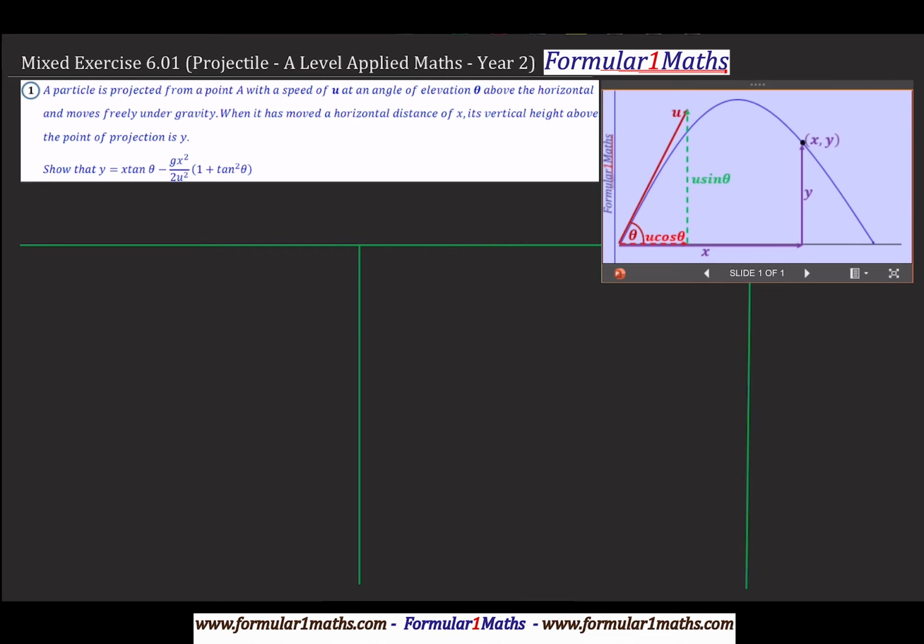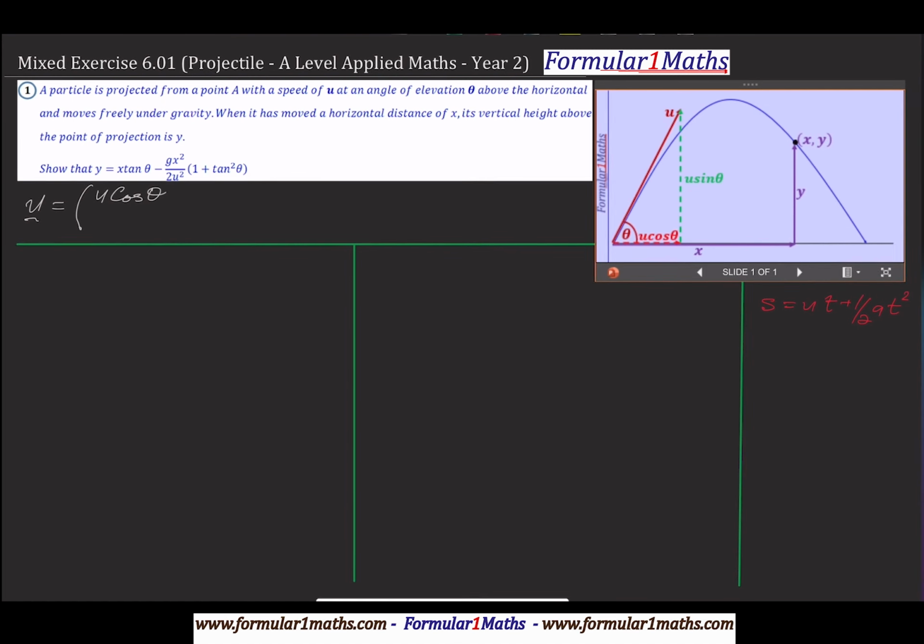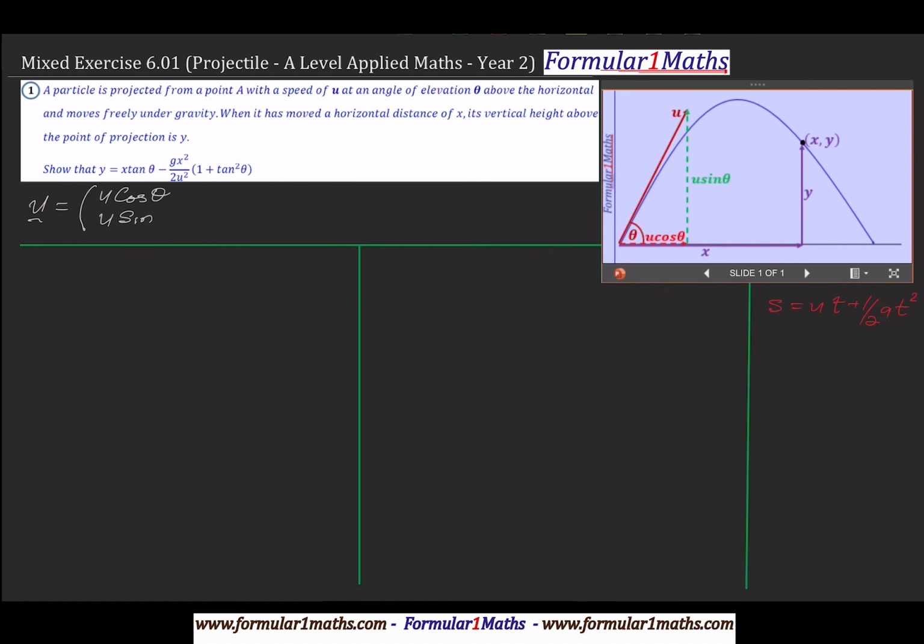I'm going to use vectors to answer this question. If you prefer breaking it down into horizontal components and vertical components, that's fine. I'm going to use the suvat equation, s is equal to ut plus half at squared, but I'm going to use the vector form of that. So I know u in vector form will be u cos theta, that's a horizontal component, and u sin theta, that's a vertical component. It's in meters per second.